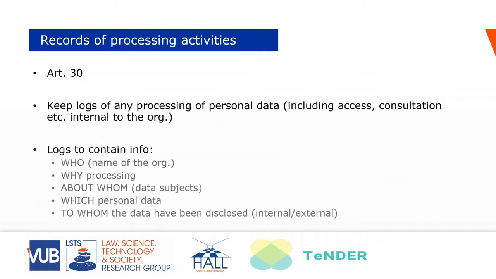Okay, another thing to do is to keep records of processing activities. So in the sense of who accessed the data or who it was disclosed to, why, who it refers to, so which people's or which participants' data was disclosed, was it an external person, an internal person. It's also called a need-to-know basis. You see this in companies often.